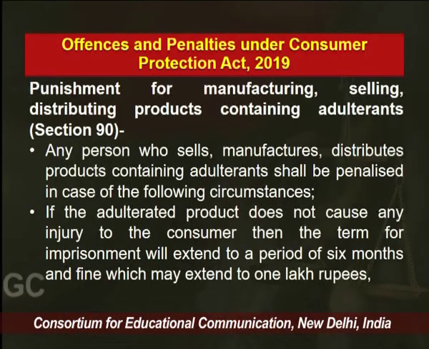Then the second one is manufacturing, selling, distributing products containing adulterants. So, if any person who is selling, manufacturing or distributing any kind of product that is adulterated, that is having any kind of contamination, then that would be an offence under this section.